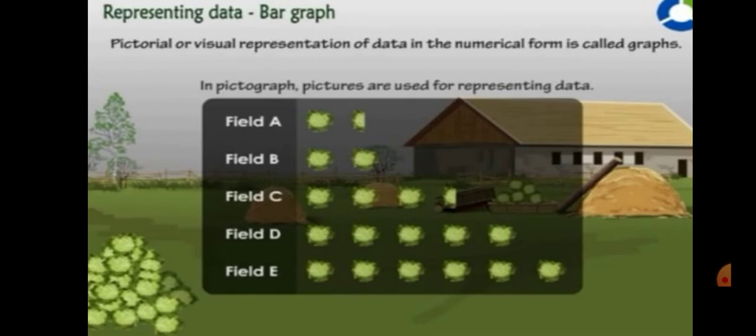Now, representing data in a pictograph. Pictorial or visual representation of data in numerical form is called a graph, and in a pictograph, pictures are used for representing data. Now you can see here, some fields are given and the crops grown in those fields are also given, but the crops are represented in the form of pictures. Like in field A, pictures are given to show the quantity of crop. Same in the case of fields B, C, D and E. So these types of graphs are known as pictographs.